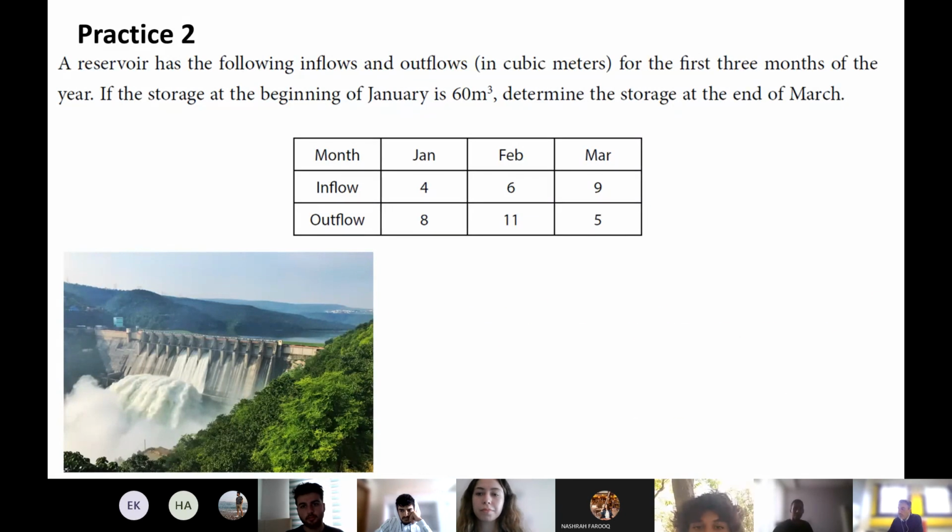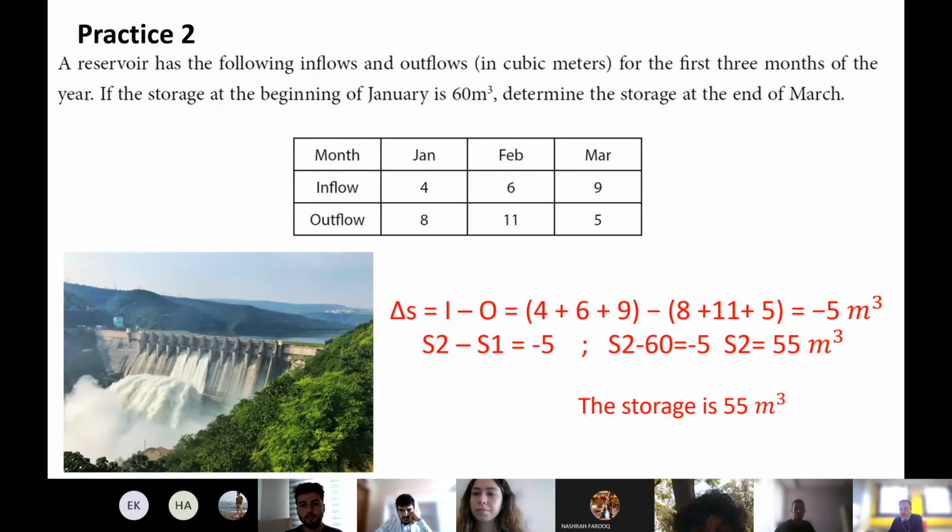Just use that formula. Hocam, can I ask something? Yes, please. In which cases are we going to use the formula on the top? In the case that the question gives you discharge, not volume. Instead of cubic meters, it says cubic meters per second, per day, per month. Therefore, you have discharge, and you should multiply by the number of months or number of seconds, the total time. Then you can use the first equation. Thank you for your question.